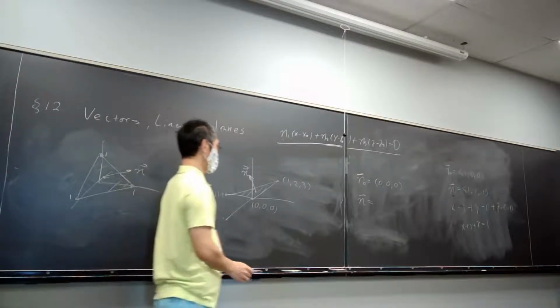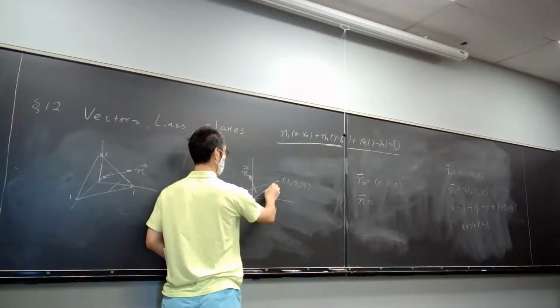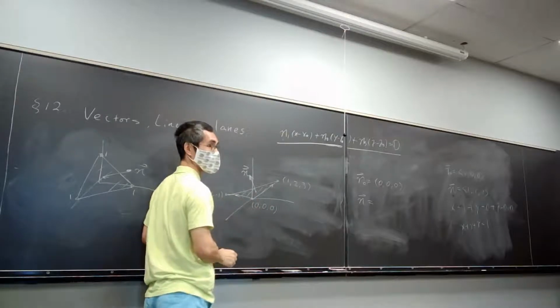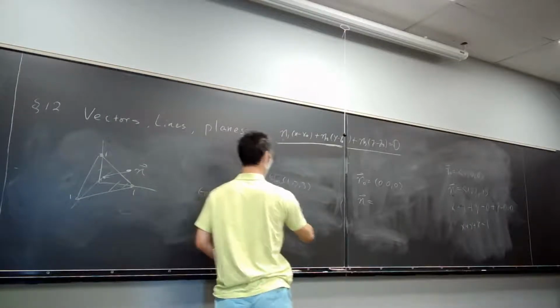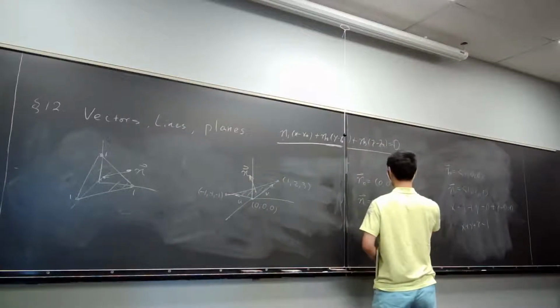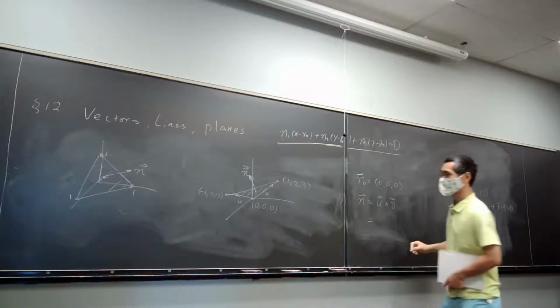Okay, so let's pick two vectors. Let's say this one and that one, because it's easier since it has 0. So let me call this one u and this one v. So let's do it: u cross v. Let's find u and v. What is u?